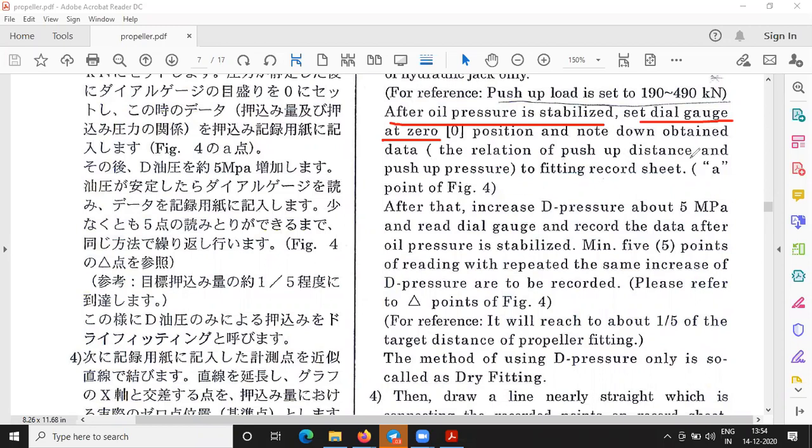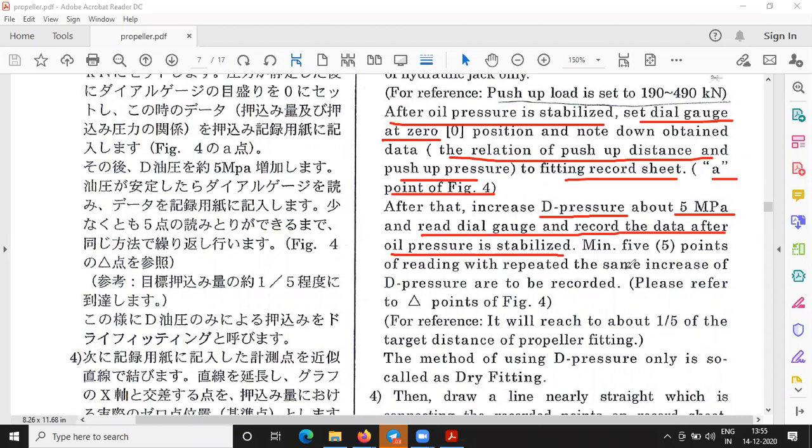Okay. Now the relation of the push-up distance and the push-up pressure to the fitting records it, A point in figure 4. After that, increase the pressure. This is the pressure which is given to the nut to push the propeller inward, about 5 MPa. 5 MPa is 50 bar. Read the dial gauge and record the data after the oil pressure is stabilized. Means again, you give some stroke and you have to wait until the deflection in the pressure gauge meets at a point. Initially, it may rise then fall back, or it may slowly rise to a particular point, or it may rise and fall back. That means there are some leaks.